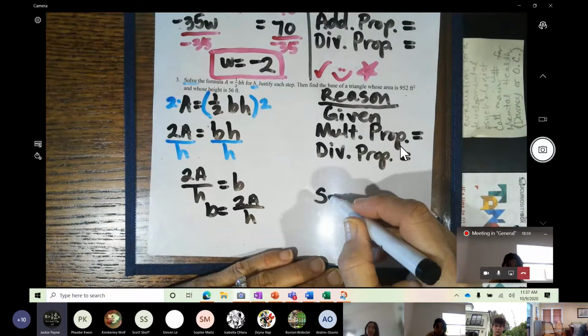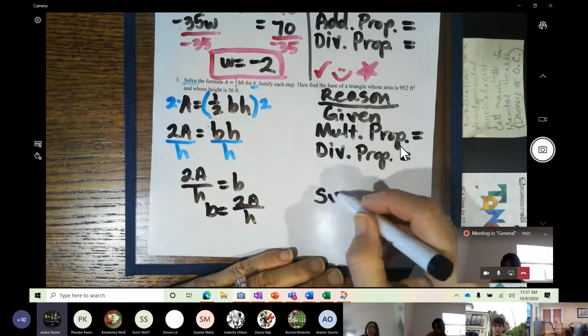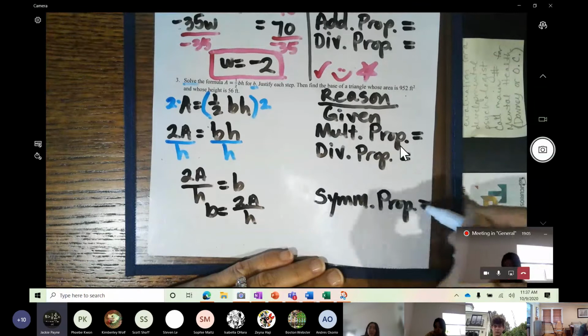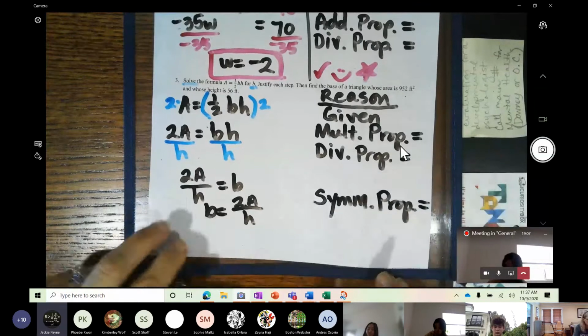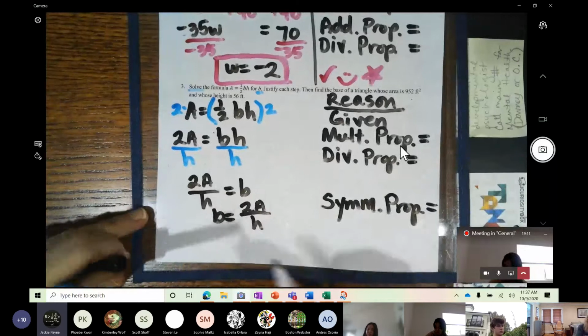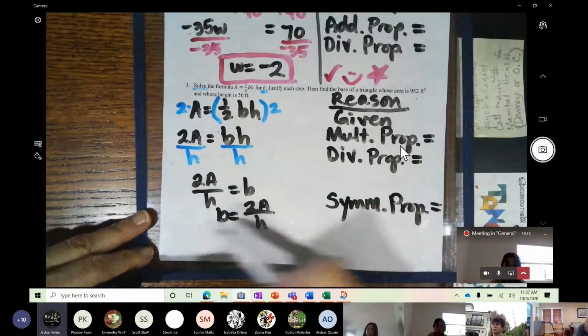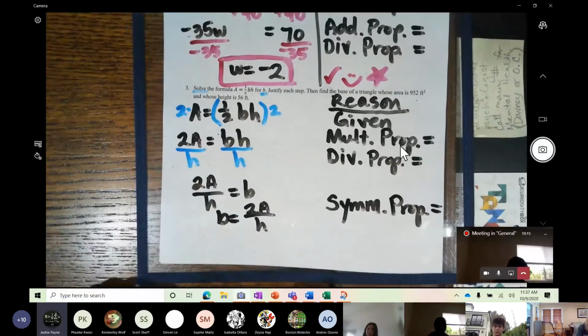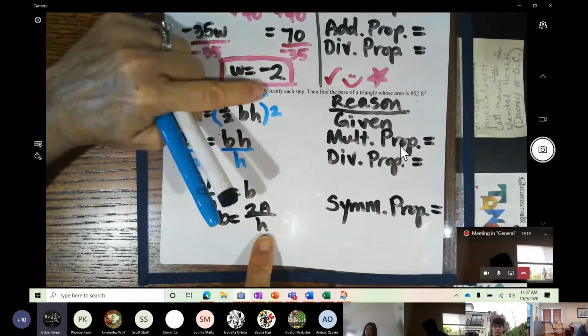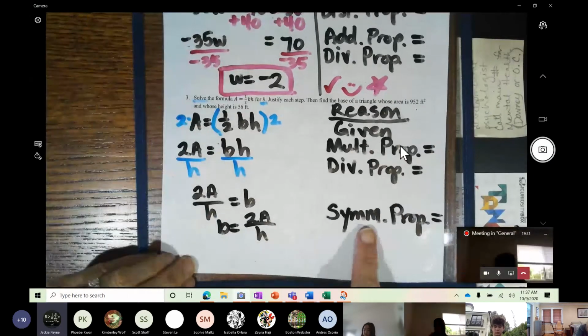Anyone have your notes in front of you? Symmetric property. That's correct. Symmetric is like looking in a mirror. So I can switch it, 3 equals 5, or 3 equals 3. Oh, that doesn't make sense. Anyway, you can switch them back and forth. Now that I have b equals everything else, I have solved for b. I've justified all the steps.